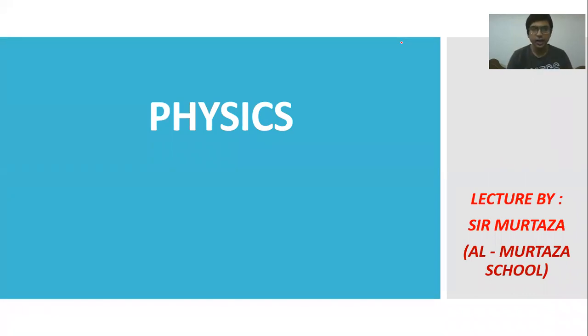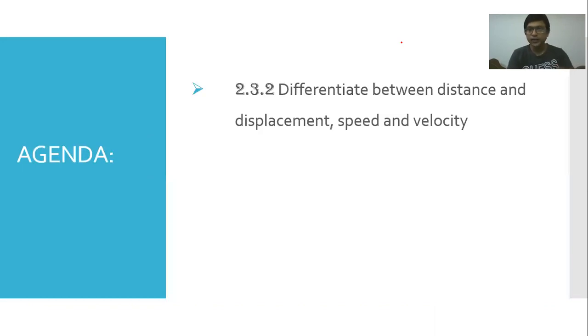So let's start. Here we are studying chapter number 2, which is kinematics. We are going to continue that chapter. First we will look at the agenda, or the topics which we are going to discuss in this lecture video. Our agenda for this lecture is to differentiate between distance and displacement, speed and velocity.